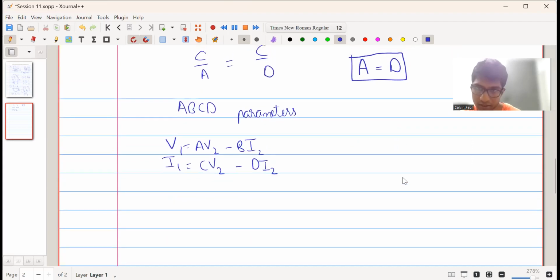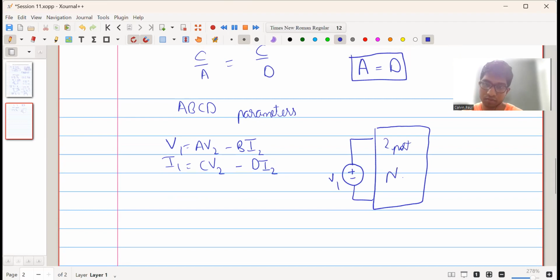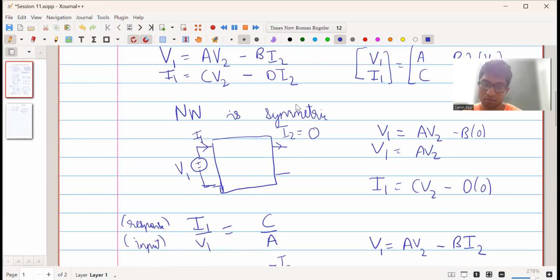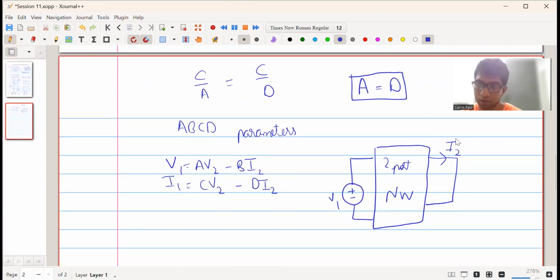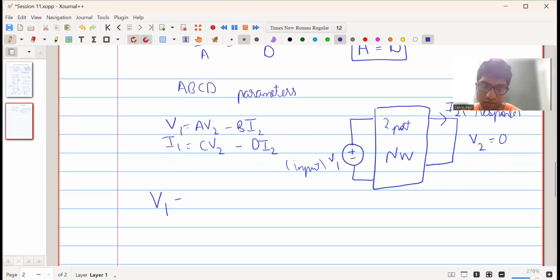Now we want to see the condition, so let me write it down. I apply a voltage source V1 at port 1 of my two-port network. Then I short the output, and this is my current I2. So V1 is the input, and I2 is the response. Here V2 is equal to 0 because it is shorted. When we apply this condition, we get V1 is equal to minus B into I2.